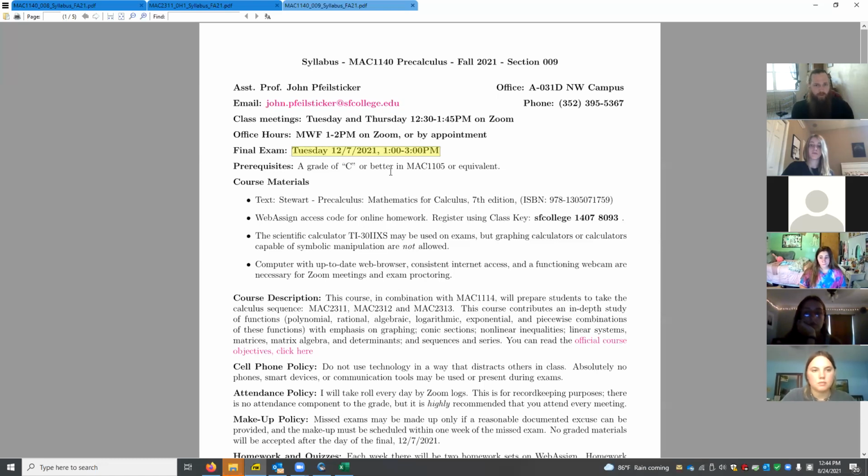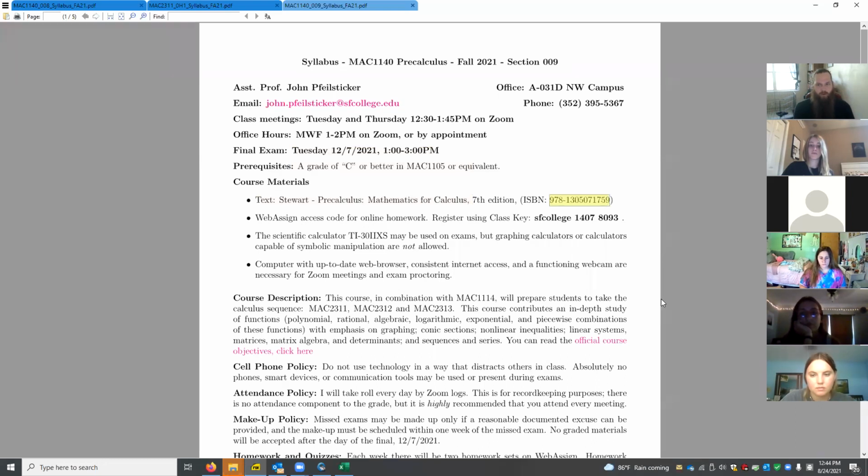And that is something that you need to put in your phone's calendar if you have not already done so. In order to get into this class, you need to have passed college algebra with a C or better or earned the equivalent score on the placement exam. The textbook we're going to use is Stewart's Pre-Calculus. It's in the 7th edition now, although you do not need to buy a physical copy of the text.